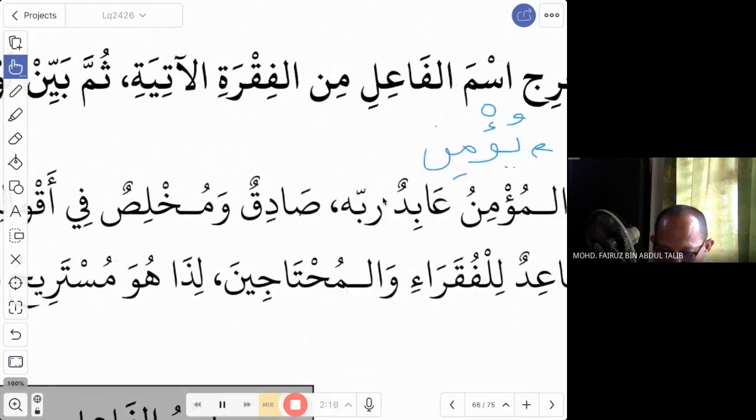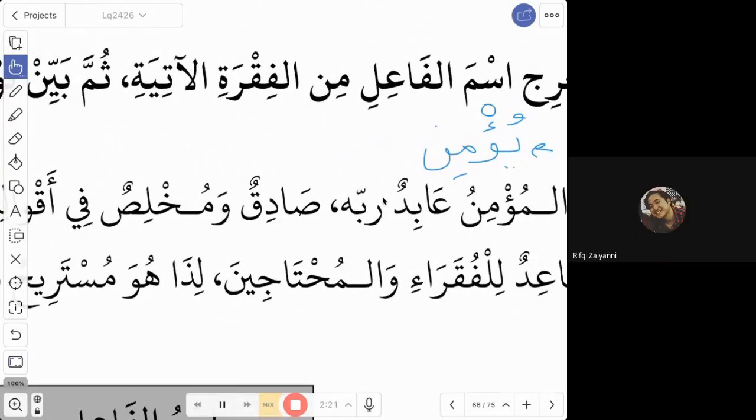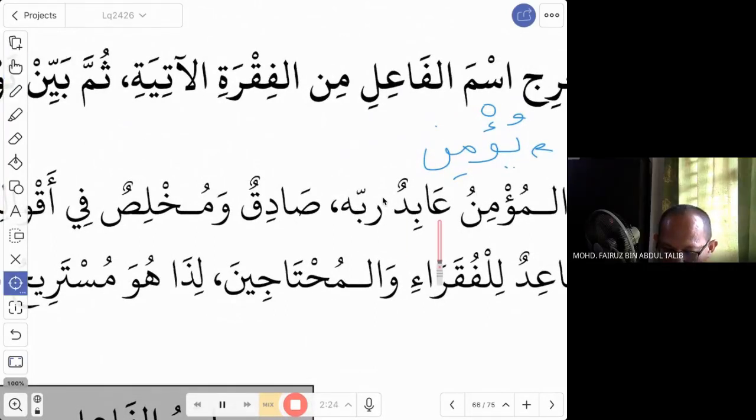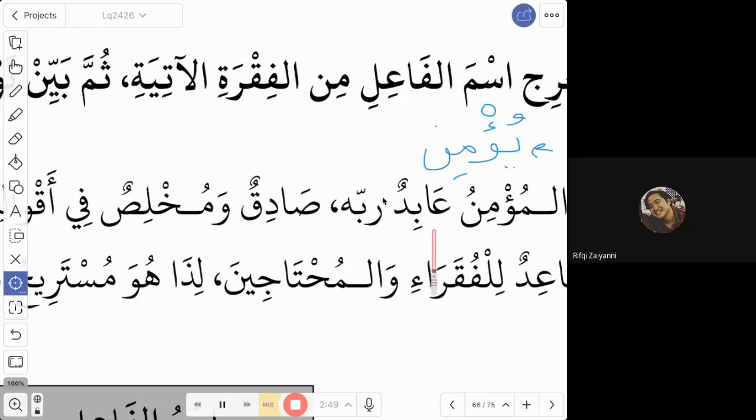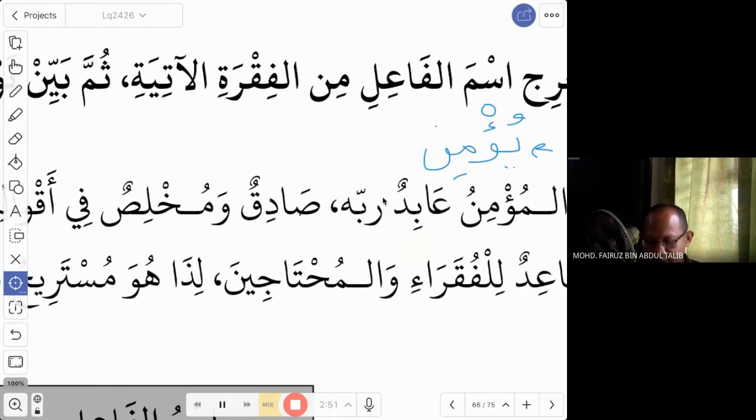Okay, the next word. Any other isim fa'il? There are many isim fa'il here. Abid. Good. If you look at the word abid, it follows the wazan fa'il, right? So this is an isim fa'il. Good. So what is the meaning of abid? Find the fi'il. The fi'il is abada. So what is abada? Abada ya'budu. Iyyaka na'budu. Hamba. Okay, that is the meaning of the word abid.